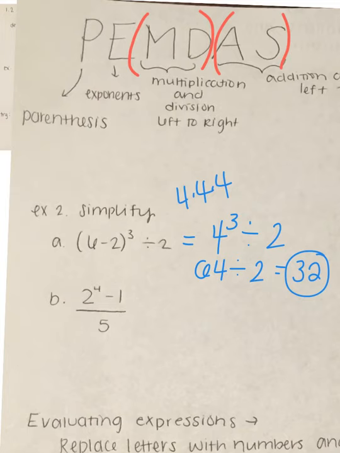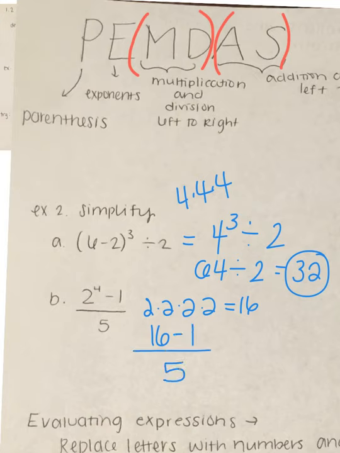Okay, the B says 2 to the fourth minus 1, divided by 5. Okay, so let's do this using the orders of operations. I don't have any parentheses, but I do have exponents, so I need to do 2 times 2 times 2 times 2, which ends up giving me 16. Okay, so I get 16 minus 1 divided by 5.